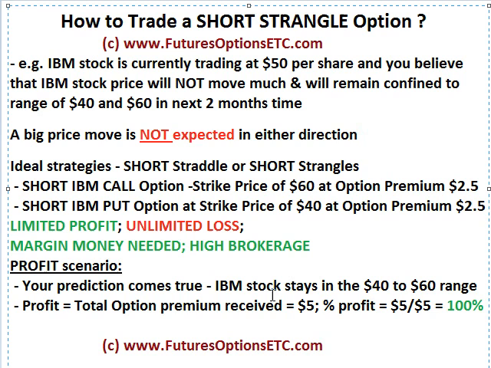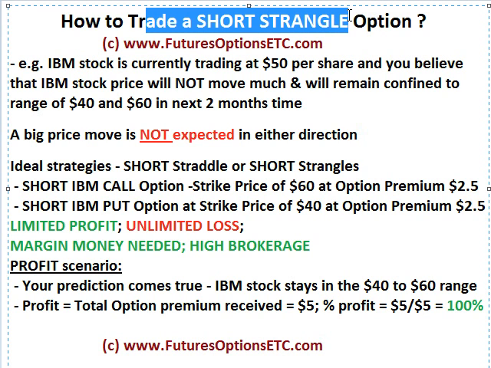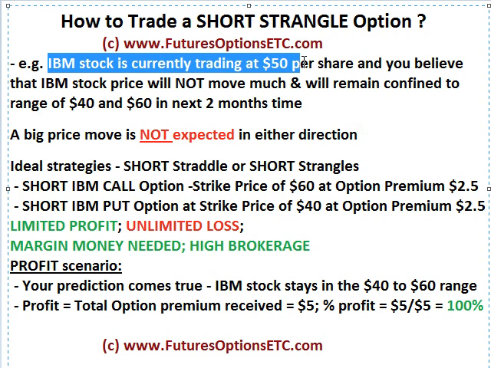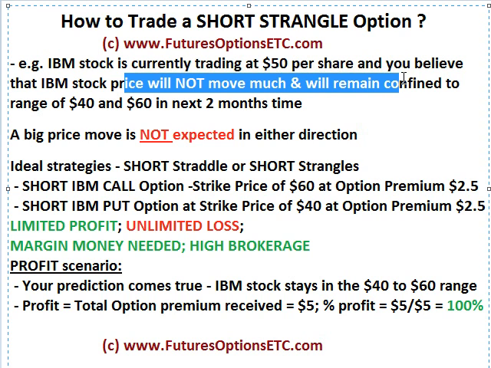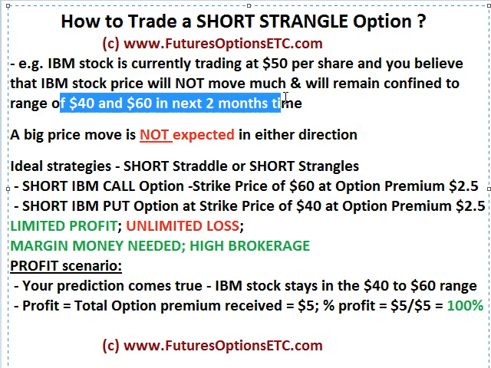In this set of video tutorials, we'll see how to trade a short strangle option trading strategy. As you know, short strangles option strategy is traded when you don't expect too much price movement in the underlying. So for example, if IBM stock is currently trading at $50 per share and you believe that this stock price will not move much and remain confined to a range of $40 to $60 in the next 2 months' time.